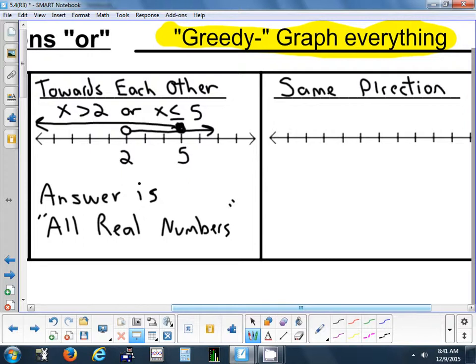Right? When they're going in the same direction. So I might have something like this, so now they're going in the same direction. All right?